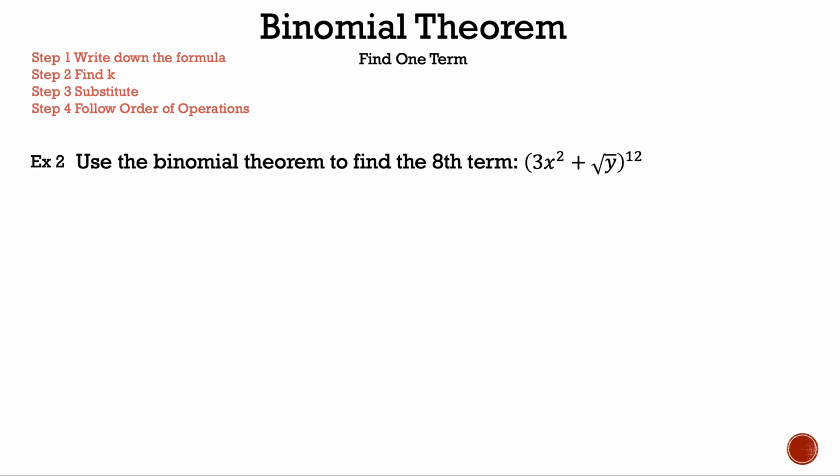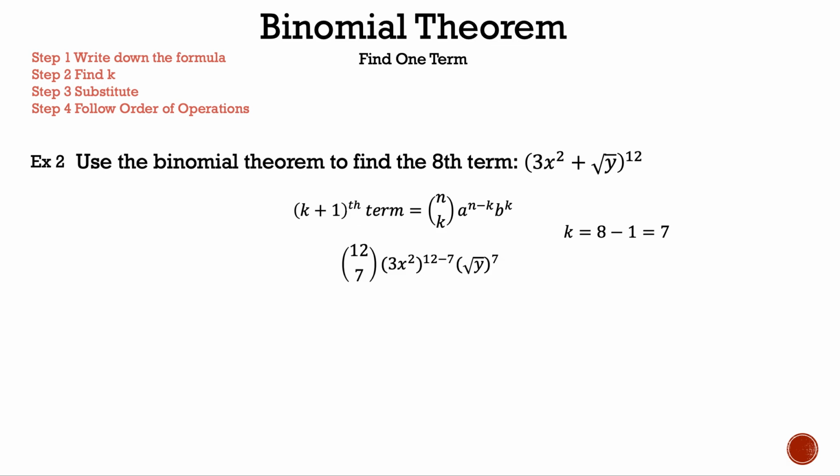Let's read the question. Use the binomial theorem to find the eighth term of the quantity of 3x squared plus the square root of y raised to the power of 12. Let's write down this formula, which is n choose k times a to the n minus k times b to the k. What is k? Maybe if we change this formula from first to eighth, we will know what k is. So k is equal to 8 minus 1, and 8 minus 1 is 7. Now that we know k, we know n, which is 12, our power. We can substitute 12 and 7 into the formula.